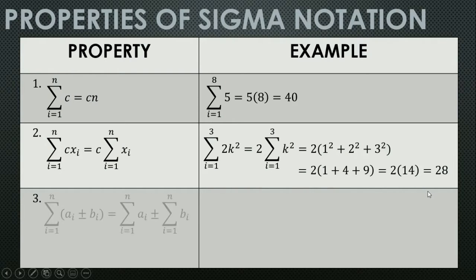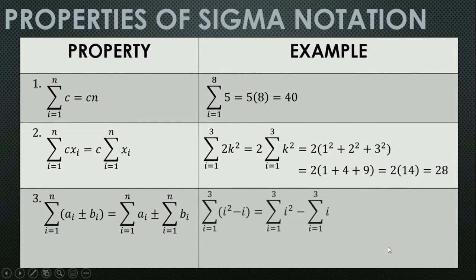Okay? For the third property, we have the summation of a sub I plus or minus b sub I from 1 to n is equal to summation of a sub I from 1 to n plus the summation of b sub I from 1 to n. So, meaning, kapag 2 or more terms yung summand natin, pwede natin silang i-write in this form. Pwede natin silang bigyan ng individual sigma notation nila as the summation symbol nila.